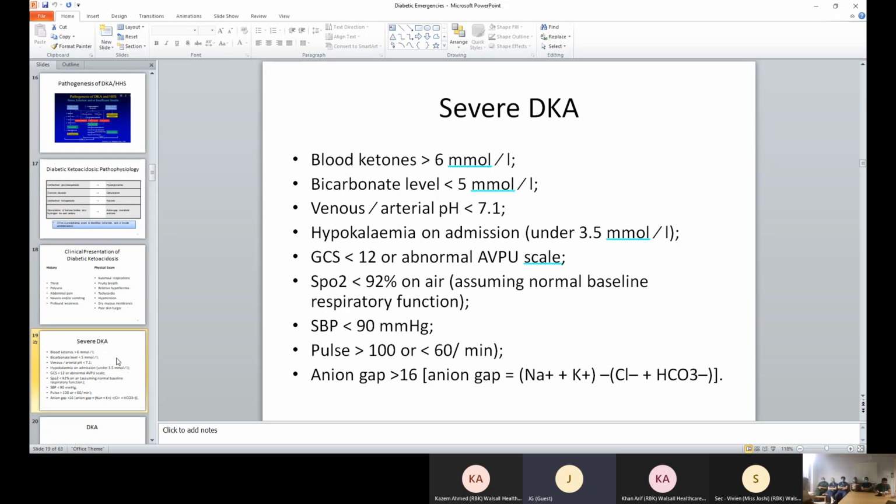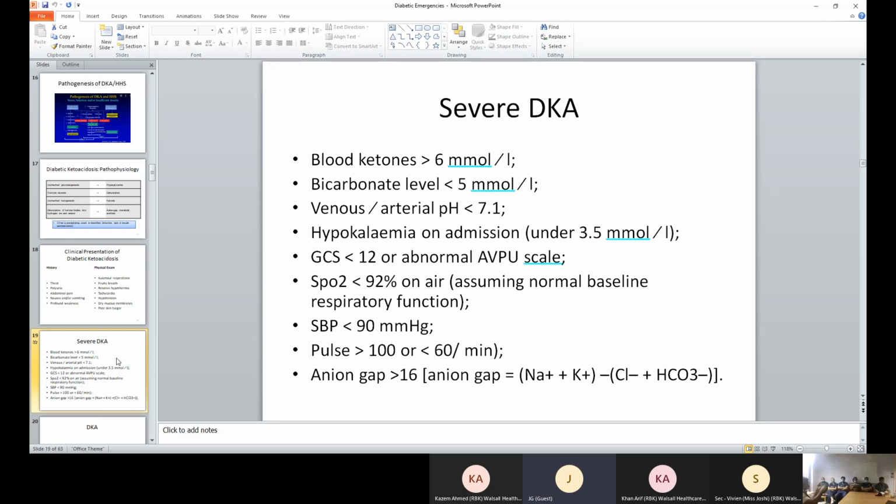Okay, but look out for the severity. It says ketones more than 6. Some of the criteria may look soft, but because of that only the mortality has come down. So you still have to consider them if you come across them, especially a pH less than 7.1, or evidence of SIRS or sepsis.